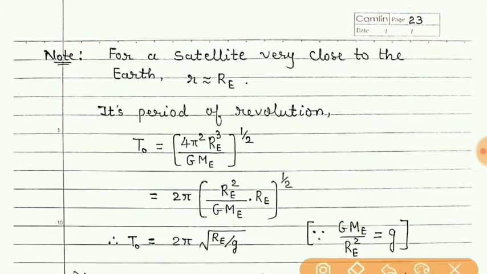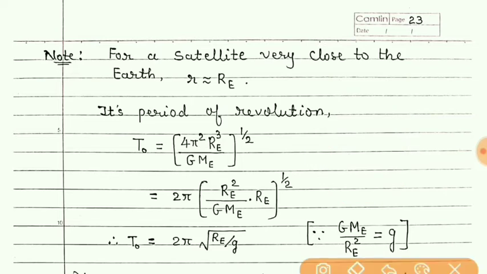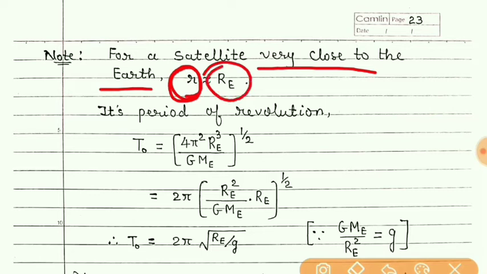Now a note. Suppose students, if this is the earth and a satellite is revolving around the earth, which is very close to the earth's surface. If the satellite is revolving very close to the earth's surface, then the distance of the satellite from the earth can be taken as nearly equal to the radius of the earth.